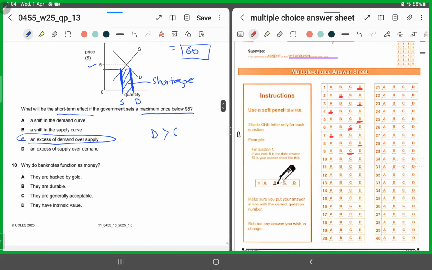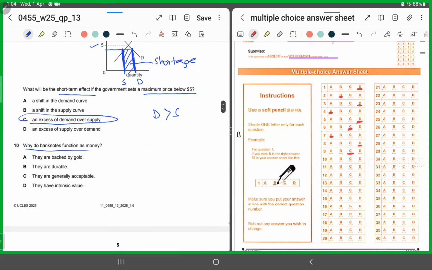Number 10. Why do banknotes function as money? A says they are backed by gold. B says they are durable. C says they are generally acceptable. D says they have intrinsic value. Alright, they are not backed by gold. They are fiat money. So A is incorrect. They are durable.